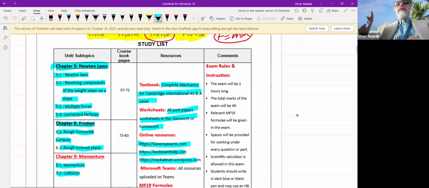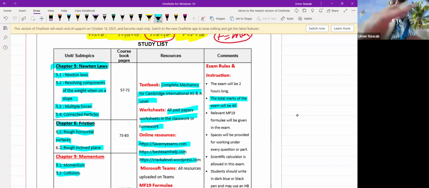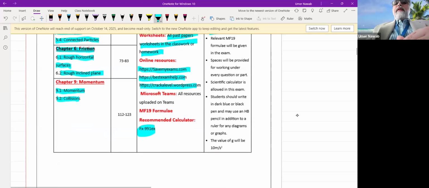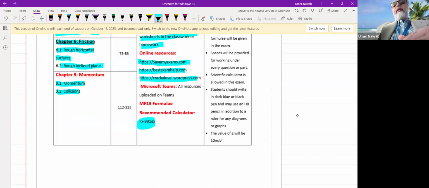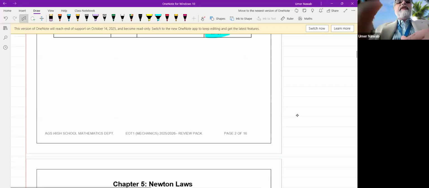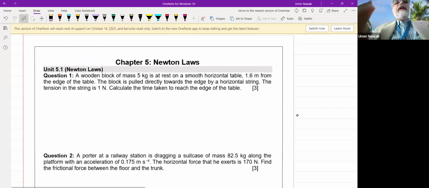Total marks of this exam is 40. But 10 marks are already given to you, so that test in section B has been already taken. So the final exam will be 30 marks. And the value of g is very important here. The value of g will be 10 meters per second squared. So let's start the revision, guys.